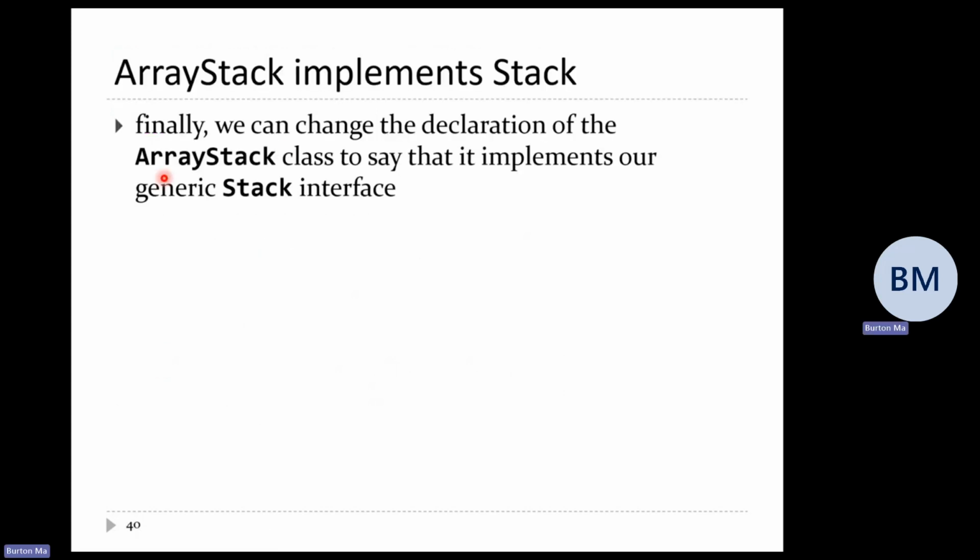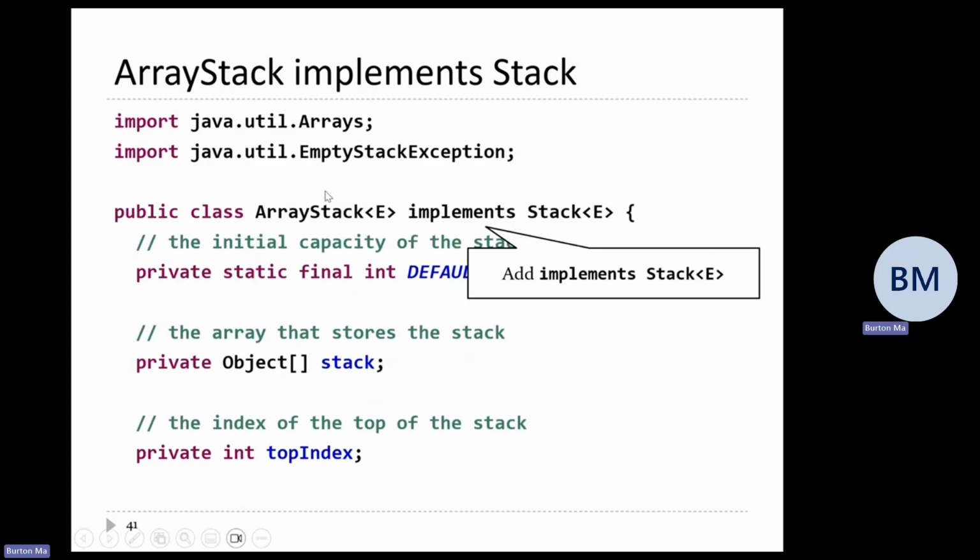All right, we're almost done. To complete our generic class, we can now say it implements a generic interface. So our ArrayStack of type E now implements the interface Stack of type E. And that's it. There you've got a complete generic array-based stack implementation.